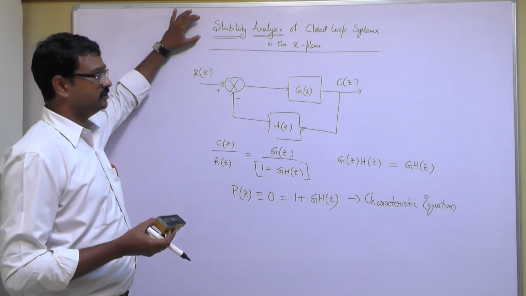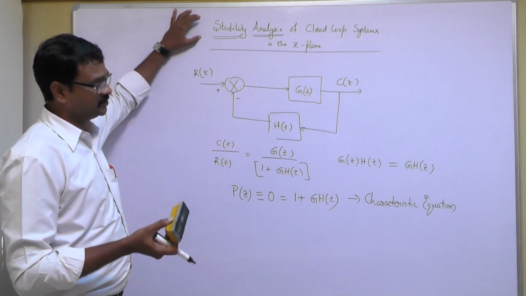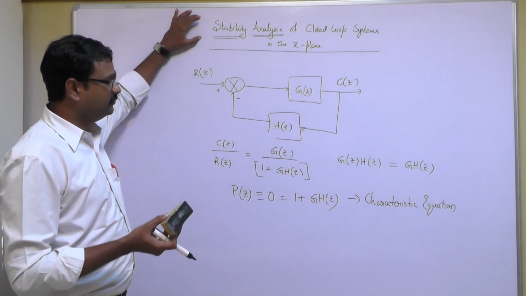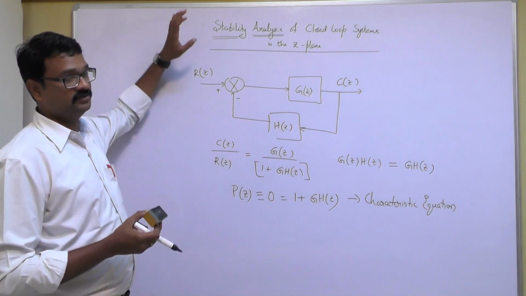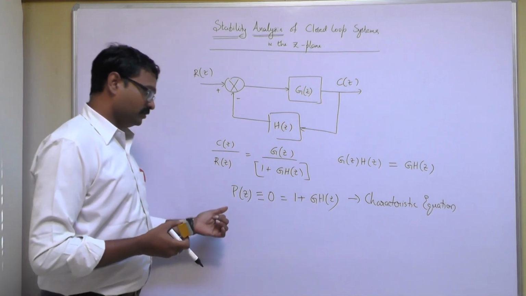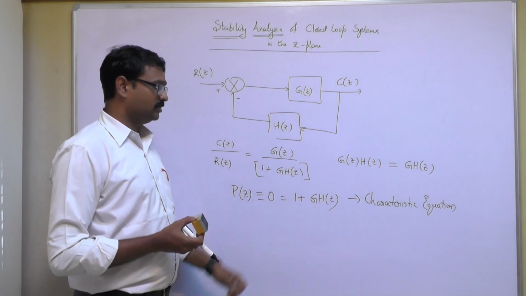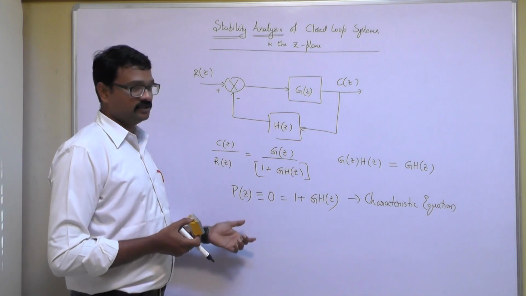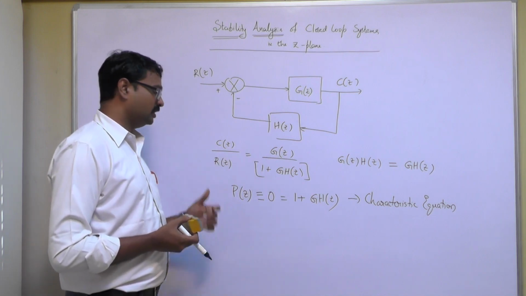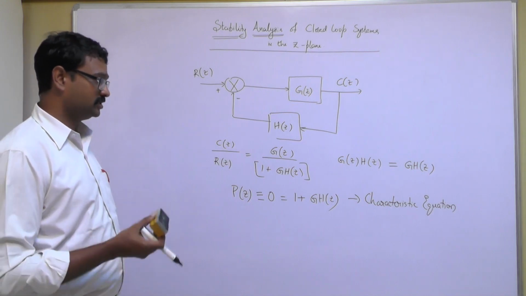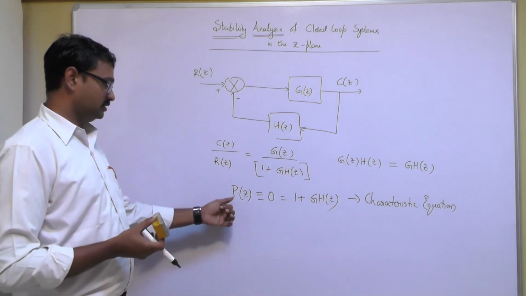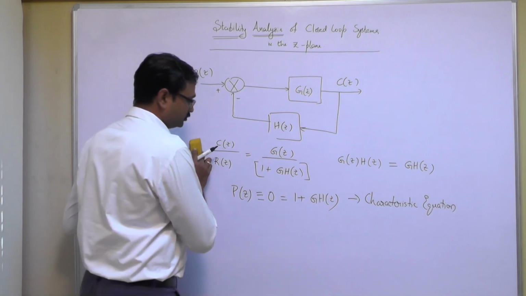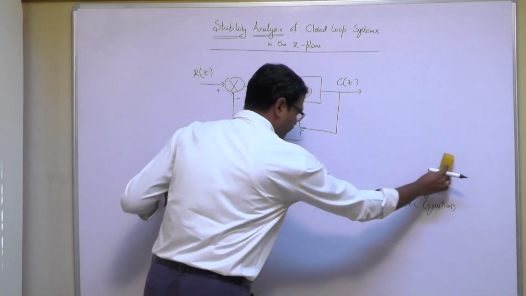Whenever we say stability analysis of a closed loop system in a given plane, be it the S plane or Z plane or any other plane, even the W plane, we need to understand that the characteristic equation plays a very important role. P of Z is equal to 0, that is 1 plus GH of Z, as derived from this block diagram. This gives us very vital information about the location of poles and zeros in the Z plane, because the domain is the Z plane here. So we are going to concentrate on P of Z equal to 0 in this lecture.